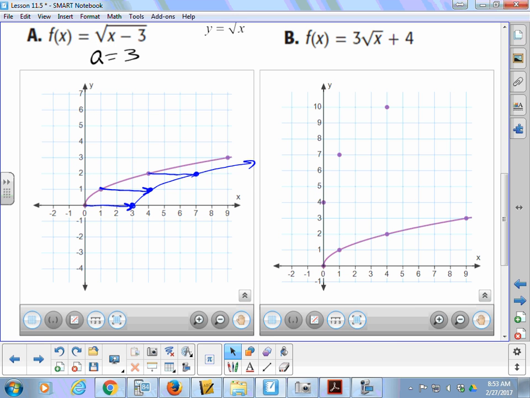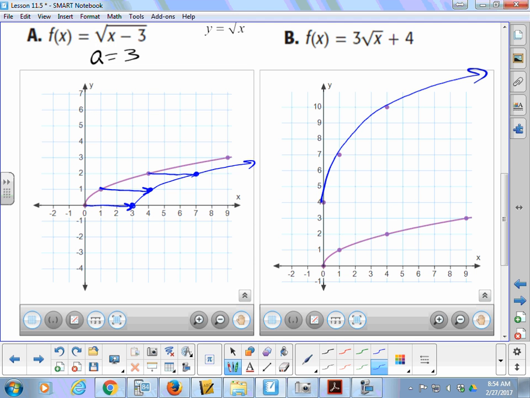So my new graph then is going to look like this. It actually has what we call a vertical stretch to it. Stretched out vertically plus shifted up 4. And remember on these graphs, do not put an arrow on this left end, because that's where it starts. It doesn't keep going there. It starts there and goes to the right.